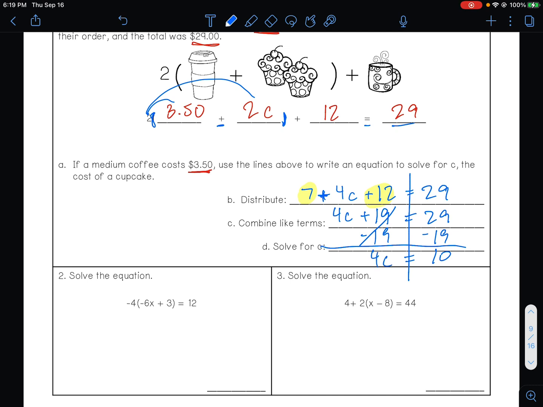4c equals 10. Now I have to divide by 4. When I divide by 4, I end up with c equals 2.5, I believe. Yeah, 2.5. The cost of a cupcake is 2.5. Well, if we're talking about money, you got to add a 0 there. So 2.5, what is that? That's 250. So the cost is 250.